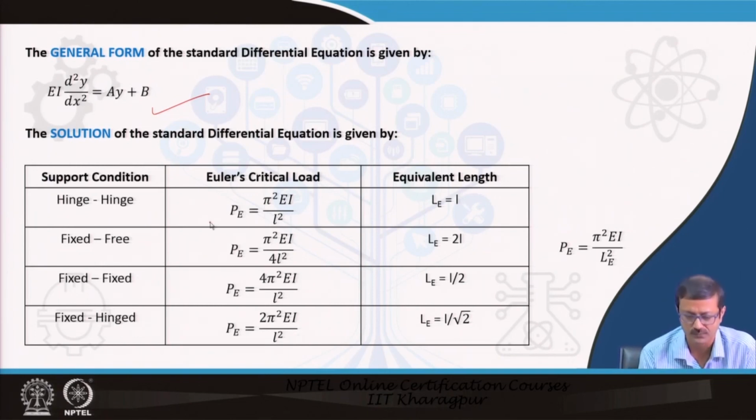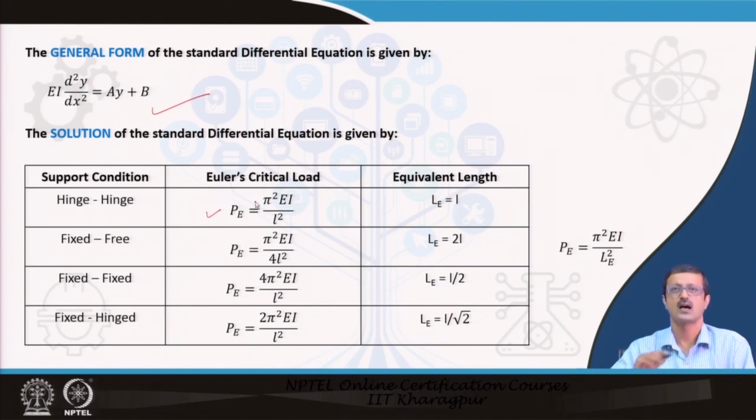P_E is the critical load of the column. So, if it is hinge and hinge, the critical load is pi square EI by L square. These three values we are very familiar with. E is the Young's modulus, which for RCC is 1 into 10 to the power 4. In case of steel, it is 2 into 10 to the power 5.